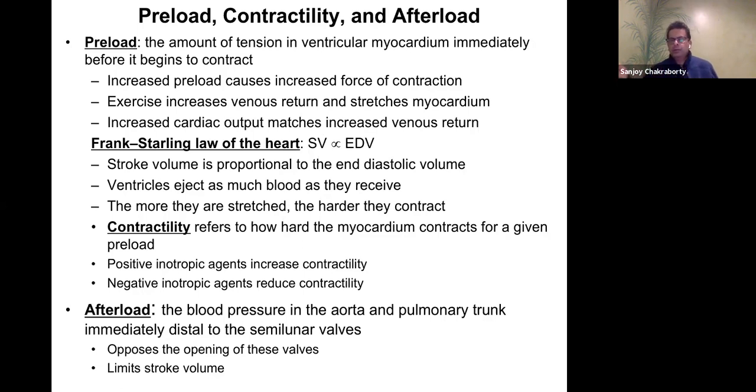More money you make, more money you spend. So more in equals more out. Frank-Starling law of the heart. That's venous return, like that much blood is returning.